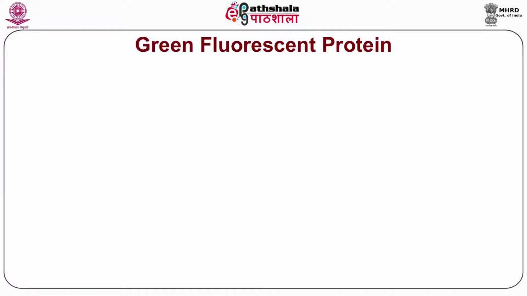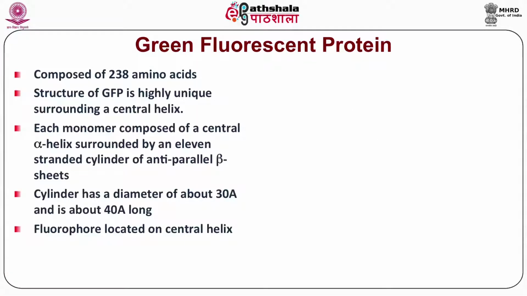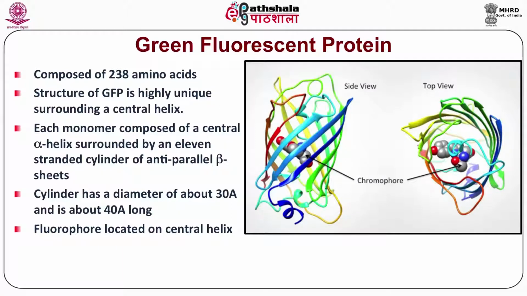Green fluorescent protein is composed of 238 amino acid residues and its structure is highly unique. Each monomer is composed of a central alpha helix surrounded by an 11-stranded cylinder of anti-parallel beta sheets. The cylinder has a diameter of about 30 angstrom and is 40 angstrom long, and the fluorophore is located at the center of the helix. You can see here the structure of green fluorescent protein, in which the beta strands surround a core where the chromophore is located at the center.